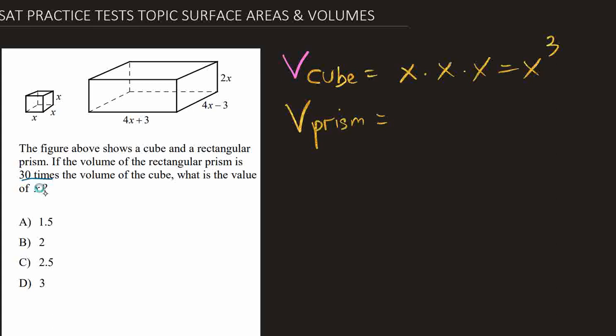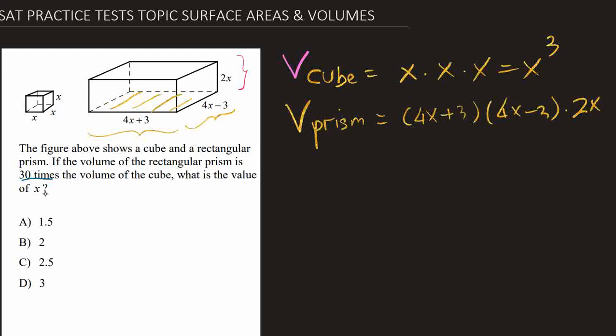is equal to base area. This is the base area. So base area will be length times breadth. So it will be 4x plus 3 times 4x minus 3 times the height here. So it will be times 2x.